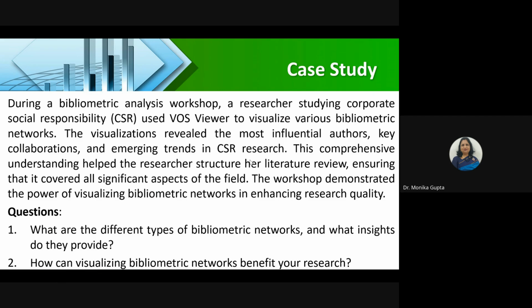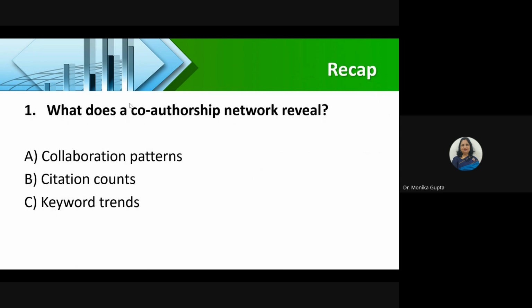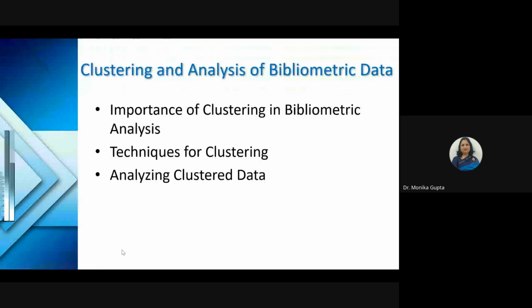So how can visualizing bibliometric networks benefit your research? To ensure that all the significant aspects of the fields are covered. So it makes complex data more accessible, helping to identify key trends, collaborations, and influential studies. What does a co-authorship network reveal? A. Authorship, right. I think now it becomes clear. Okay. Clustering and analysis of bibliometric data.